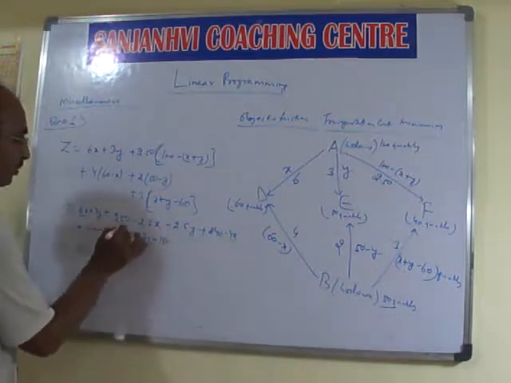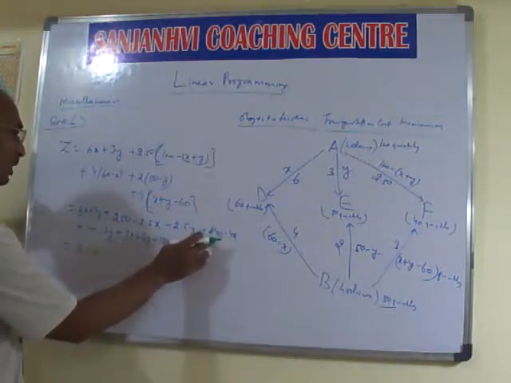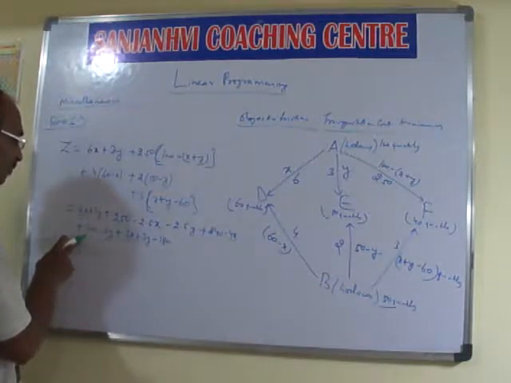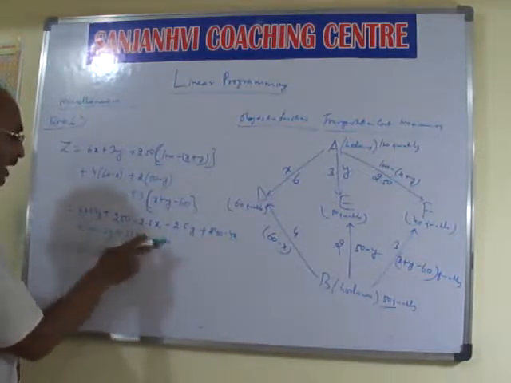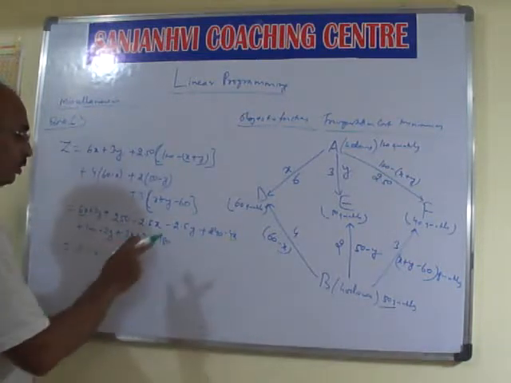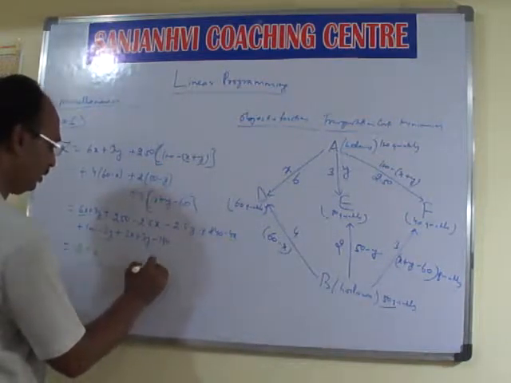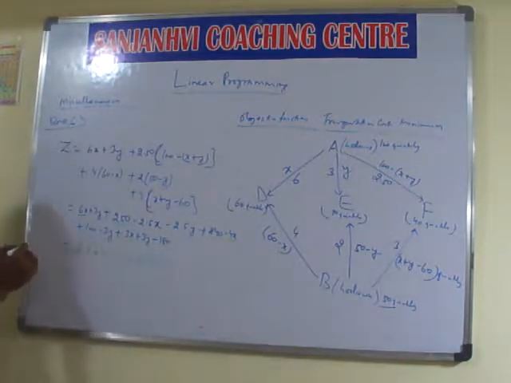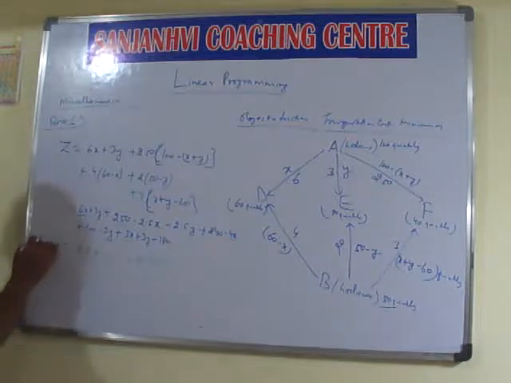So 250 plus 240, so 490. 490 plus 100, 590. 590 minus 180, 410. So 590, 410, 500 again 410. Plus 410. Yes. So this one will become our objective function.